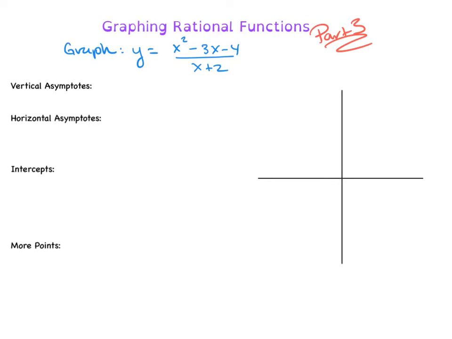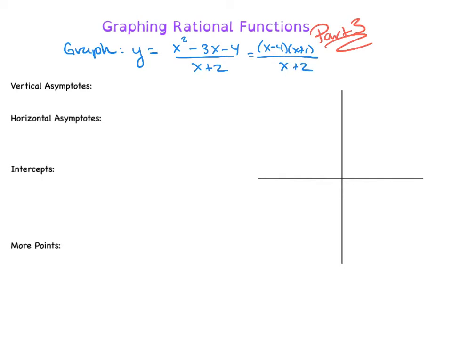Now, in this problem, unlike the problems that we did in part 2, the numerator really should be factored, not the denominator. So let's do that really quickly. This factors to x minus 4 and x plus 1.